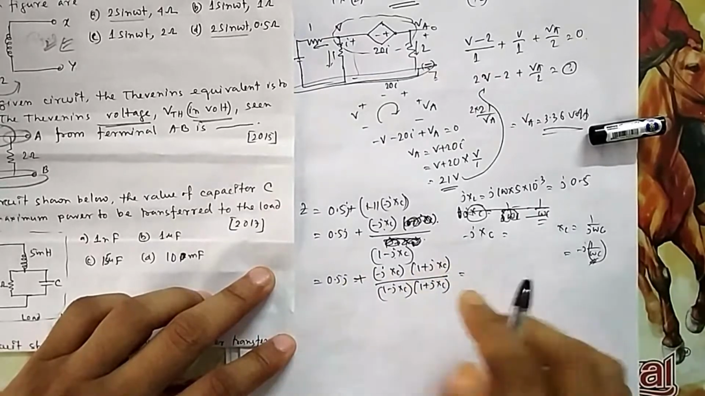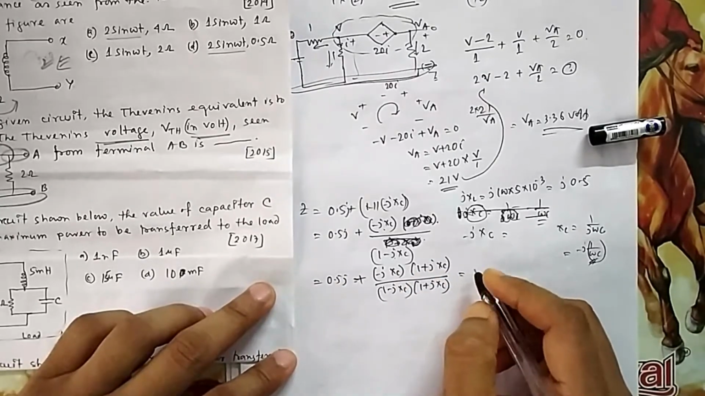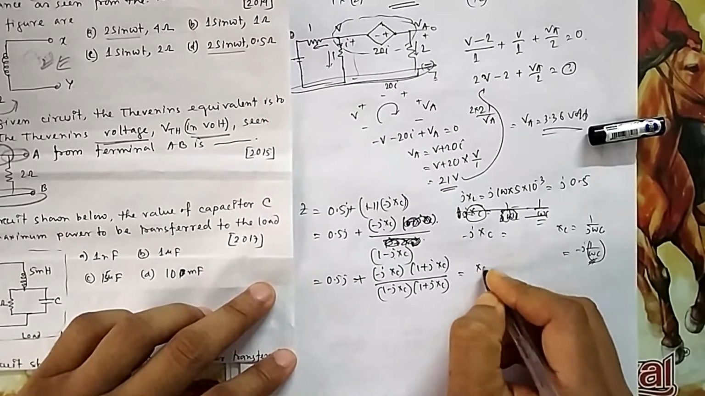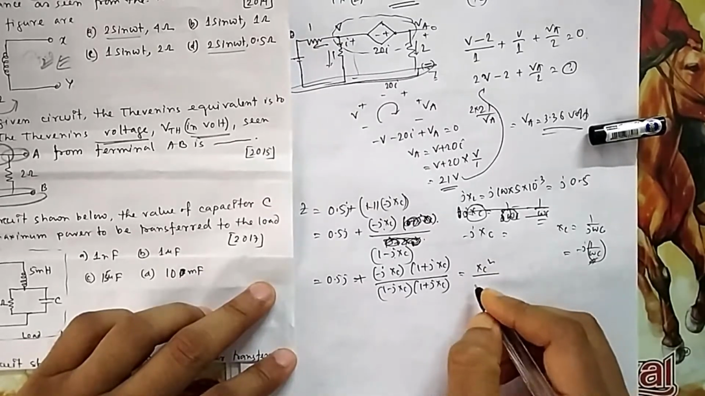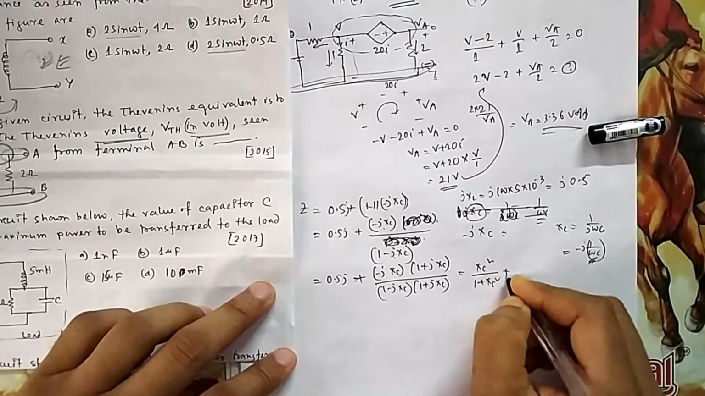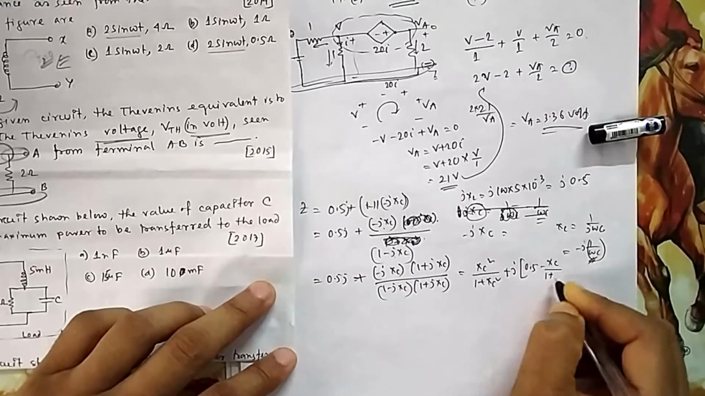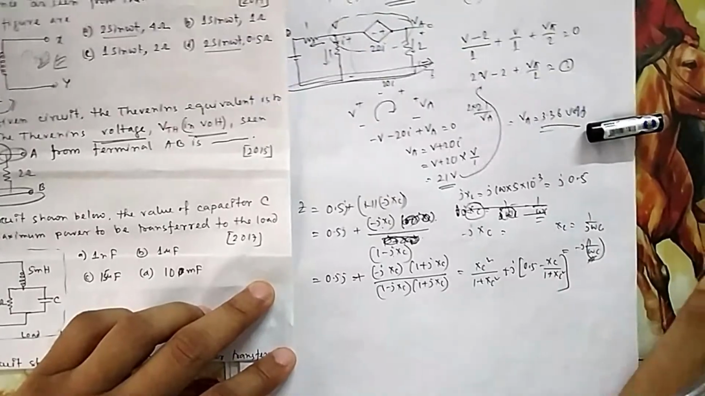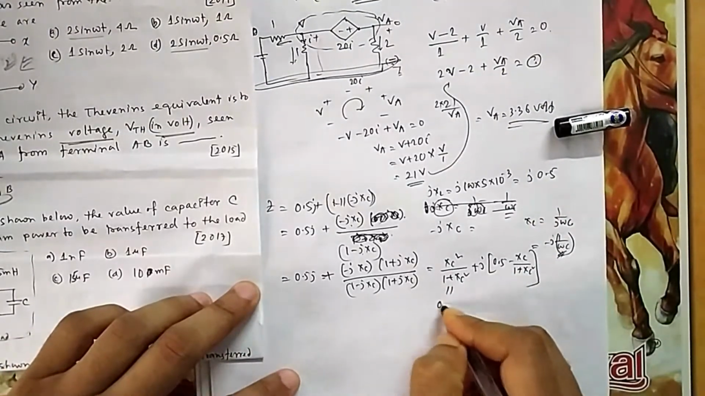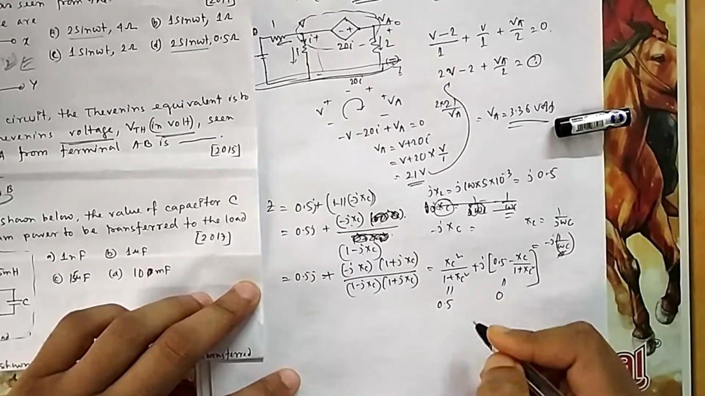So if you separate now real and imaginary, you will find the final answer is looking like this: x square by 1 plus x square, and then the j part is 0.5 minus xc by 1 plus x square. Then you can think of it in two different ways. Either you make it equal to 0.5 or you make it equal to 0.